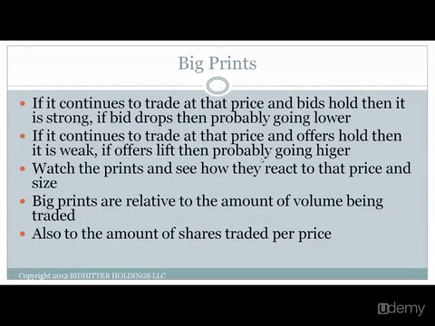So to go back to big prints being relative to the amount of volume being traded, it's all relative. If you continue to see 100,000 share blocks on SPY, and then you see a 10 million share block, that's important. But the difference between SPY and other individual stocks is that SPY is an ETF. There are so many factors that go into SPY. Tape reading on SPY is very, very difficult. Nothing's impossible, but it's very difficult.